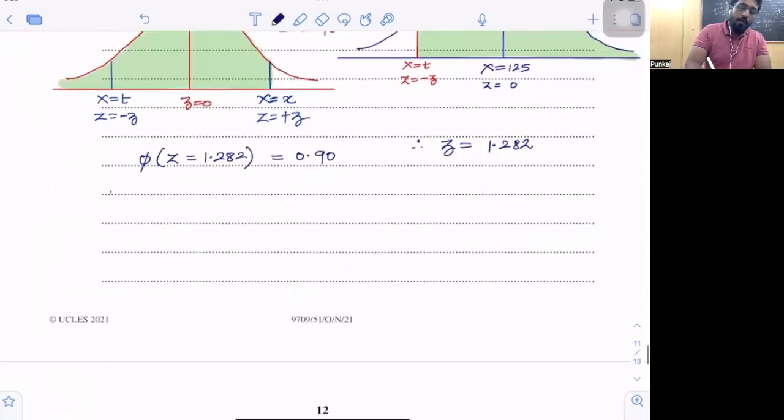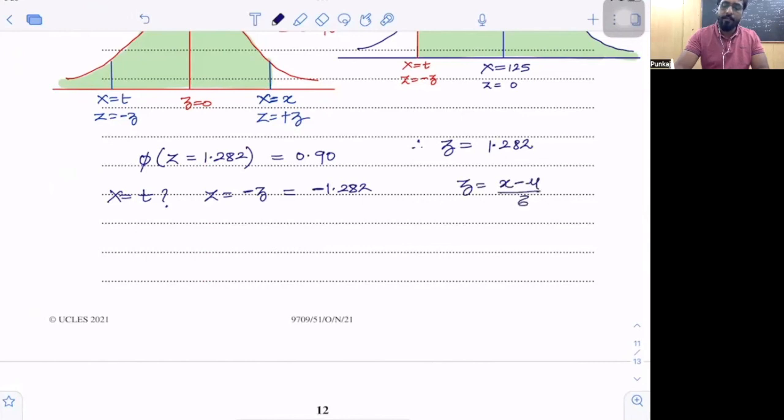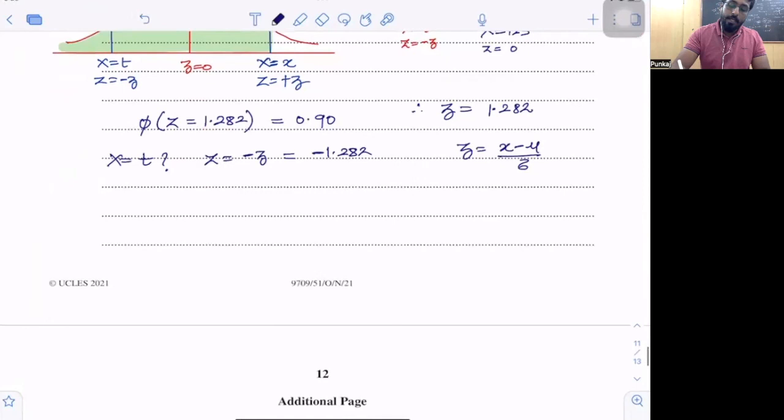So I want to find the value of t. This is not known to me. And for this value of x equal to t, z is negative z. So it's negative 1.282. Now, you know how to find the value of z, right? So z is given by x minus mu divided by sigma, right? That's the formula for finding the value of z. Now I know what's the value of z. It's minus 1.282.